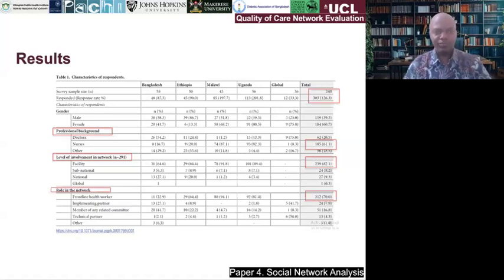Regarding the professional background, as you can see highlighted there, 61% were nurses. And when we consider the level of involvement, about 82% were at facility level. And 70% were frontline health professionals as we consider the role in the network. Next slide, please.